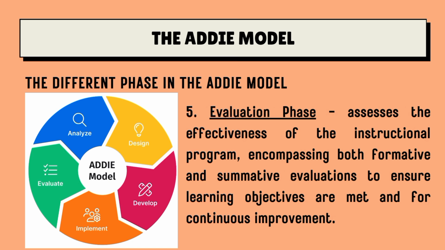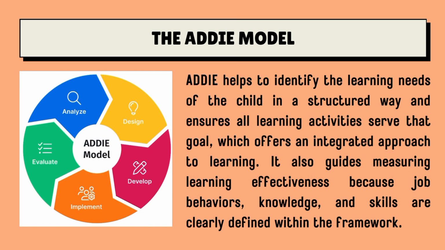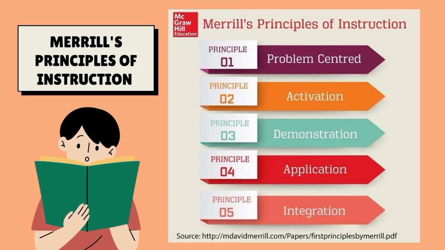The next one is the evaluation phase. It assesses the effectiveness of the instructional program. It encompasses both formative and summative evaluation to ensure learning objectives are met and for continuous improvement. ADDIE helps to identify the learning needs of the child in a structured way and ensures all learning activities serve that goal, which offers an integrated approach to learning. It also guides measuring learning effectiveness because job behaviors, knowledge, and skills are clearly defined within the framework.